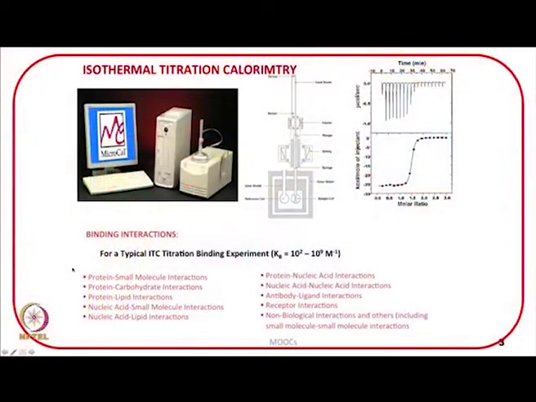Isothermal titration calorimetry today has become a popular choice amongst biologists, biochemists, and chemists who are interested in understanding various types of interactions in which the amount of heat change, the heat liberated or absorbed, is medium to very, very low. Why is isothermal titration calorimetry important? Let me just read out some of the areas where it has been applied very successfully.